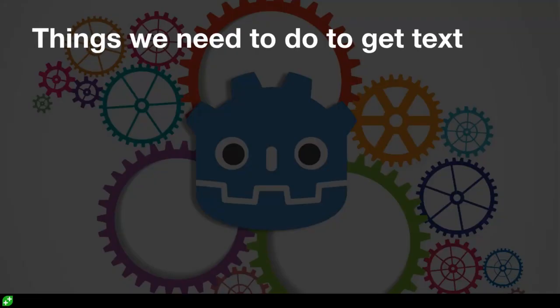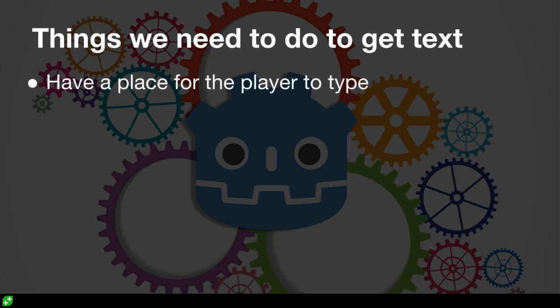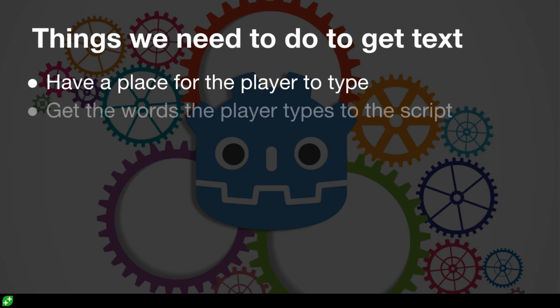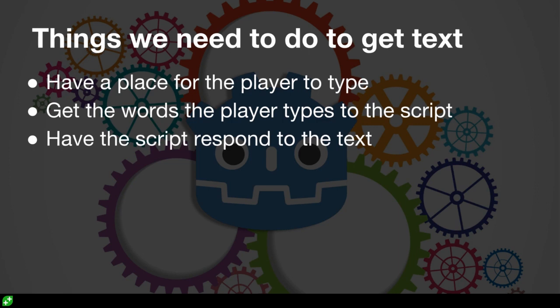So what do we need to do? Well, to get text, we have to have a place for the player to type. There's probably going to be a node or two we can use. We're going to have to get the words that the player types into the actual script. So I'm going to have to put a word somewhere, and then the script has to take those words and then do something with it. What's it have to do? It's going to respond somehow.